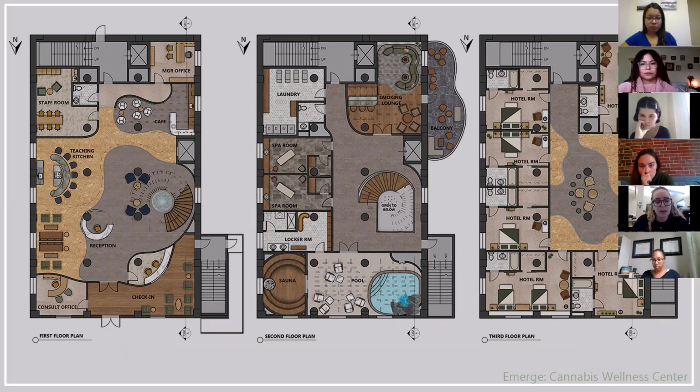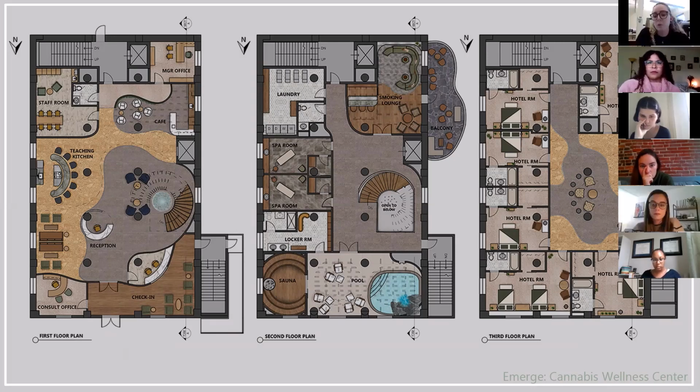My first floor has reception, teaching kitchen, a cafe, and some admin. The second floor hosts most of the spa amenities, such as spa rooms, a pool, a sauna, and the unique smoking lounge. And the third floor is all hotel rooms, and the second and third floor both have balconies.